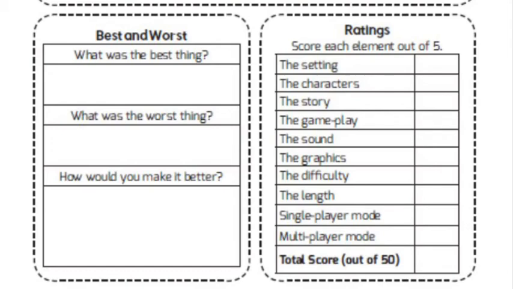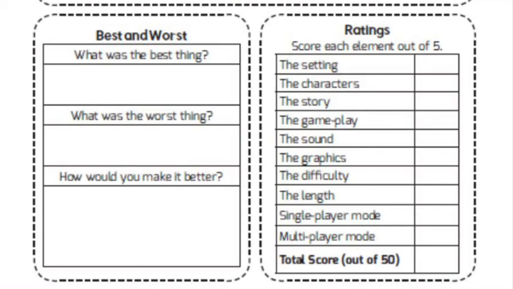And then you can, if you want, on the right where it says ratings, score each part of the game out of 5. If something is excellent, the setting is excellent, you give it 5. If it's not, you might give it a 1 or a 2. And then you can come up with your total score.